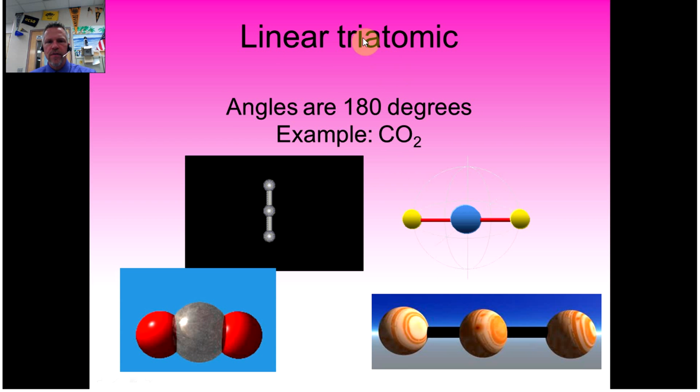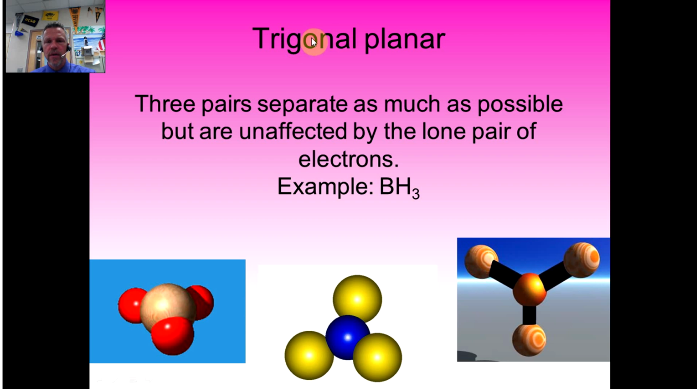So we just finished talking about linear triatomic shape. Now we're going to talk about trigonal planar. So in this case, you've got a central atom with 3 constituents around it, and our example is going to be boron trihydride, so that would be boron in the middle and 3 hydrogen atoms around the perimeter. They distribute themselves as far away from one another as they can.